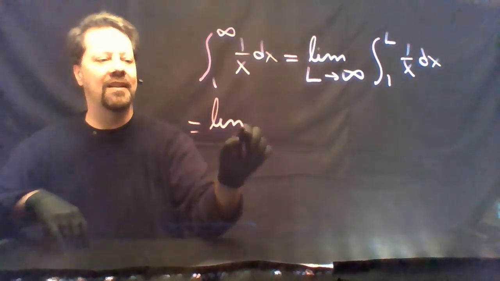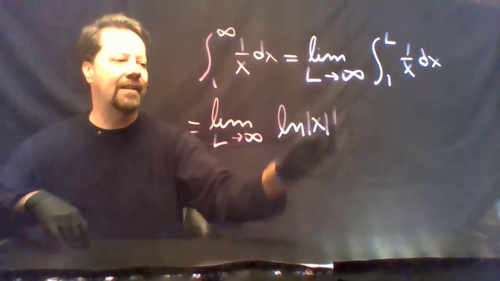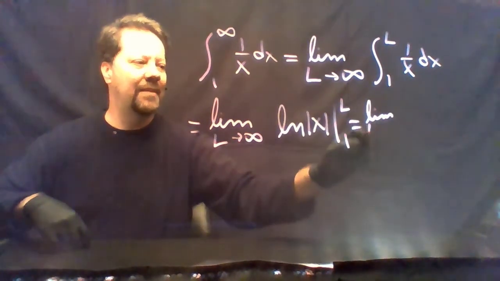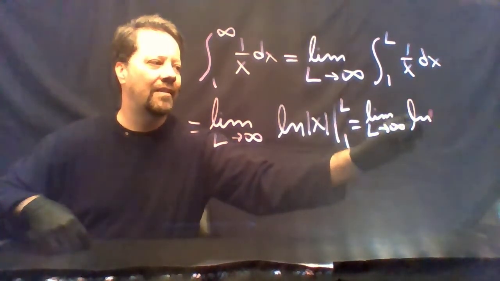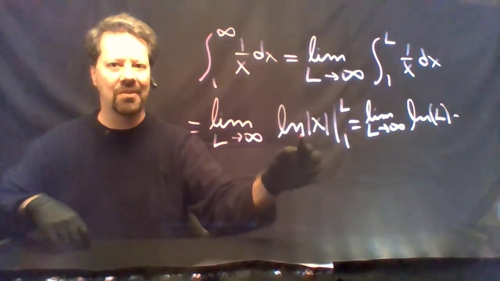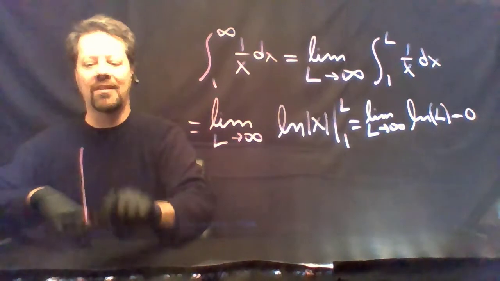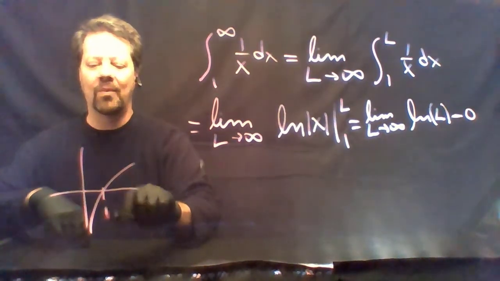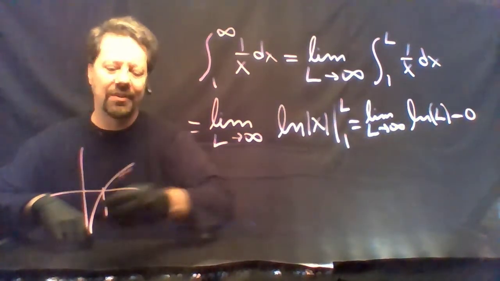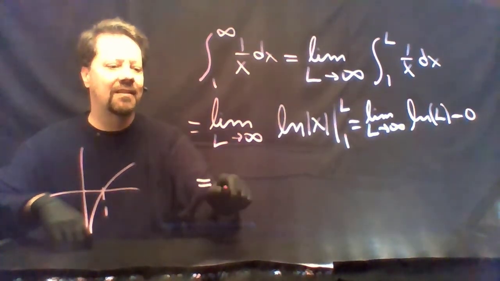We have then the limit as L goes to infinity of the natural log of the absolute value of x evaluated from 1 to L. That's the limit as L goes to infinity of the natural log of L minus the natural log of 1. What's the natural log of 1? Well, that's 0. The natural log curve at 1 is at a height of 0. But what does the log curve go to as L gets bigger and bigger, as L goes to infinity? And the answer is, it goes to infinity.